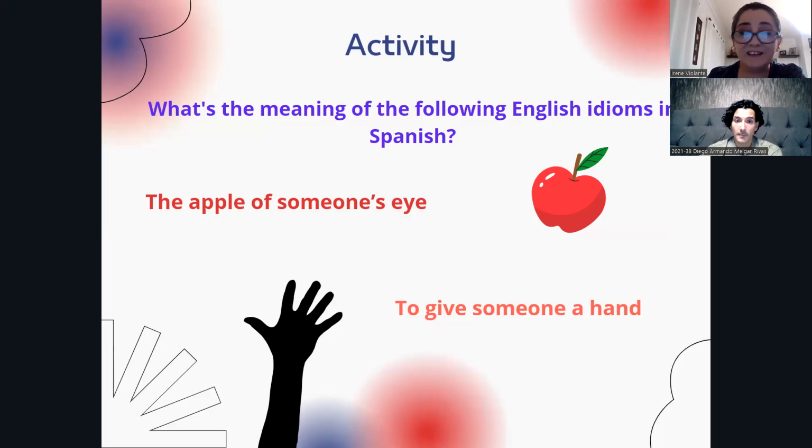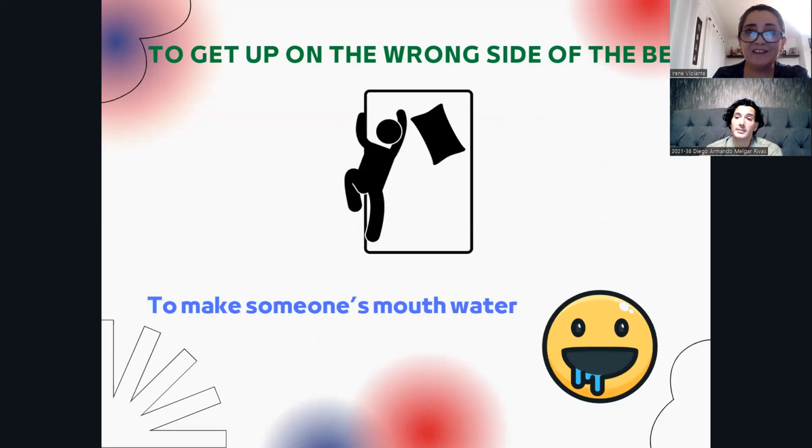Okay. Can you read the second example, Diego? To give someone a hand. Oh, I think this is easy. It's really easy, teacher. It's darle la mano a alguien. It's to help others with a difficult task. Es ayudar a alguien con alguna tarea difícil. And this is very similar to Spanish, right? Very easy. Yes, it is.